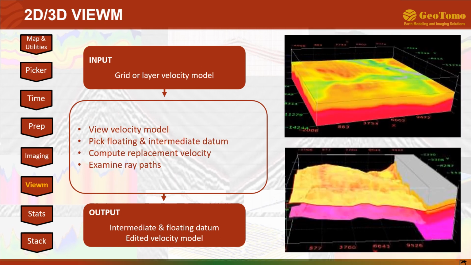In View M, you can view the velocity model, smooth topography to derive the floating datum, and compute the intermediate datum that defines the interface between the near surface and the subsurface. The model may be smoothed or edited, and the replacement velocity computed. At this stage, the ray paths should be examined to make sure that they do not reach the bottom of the model. View M also enables 2D and 3D finite difference modeling.